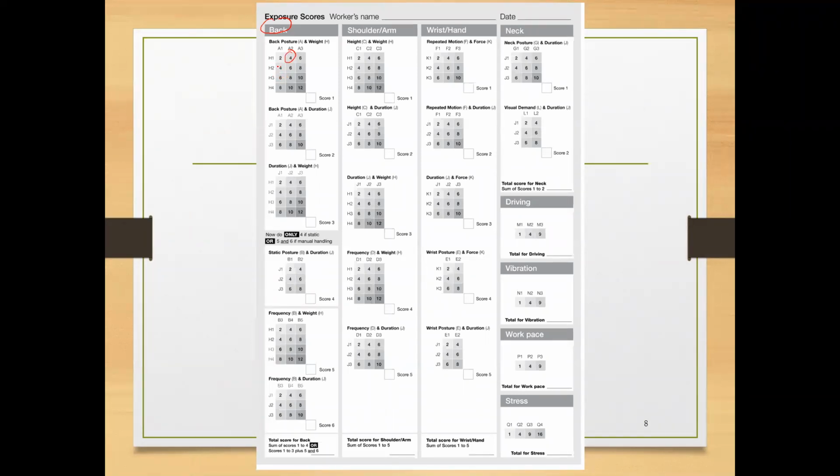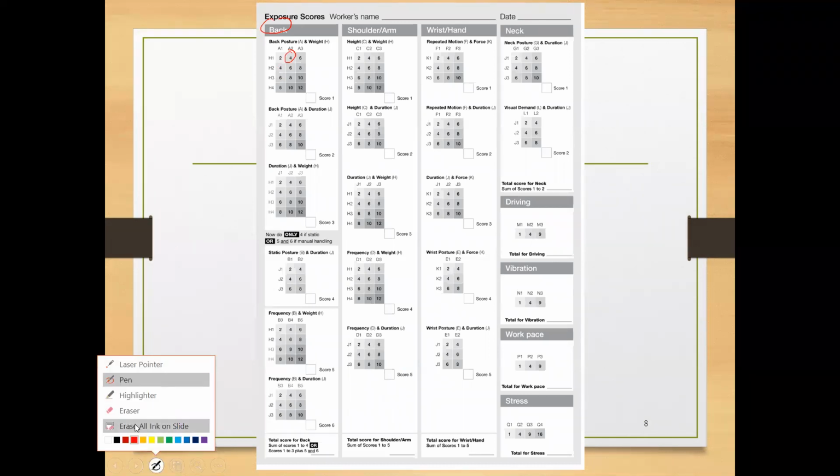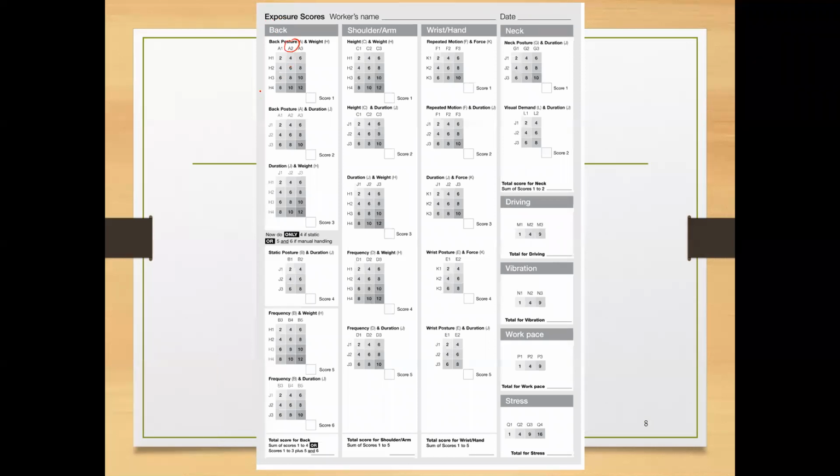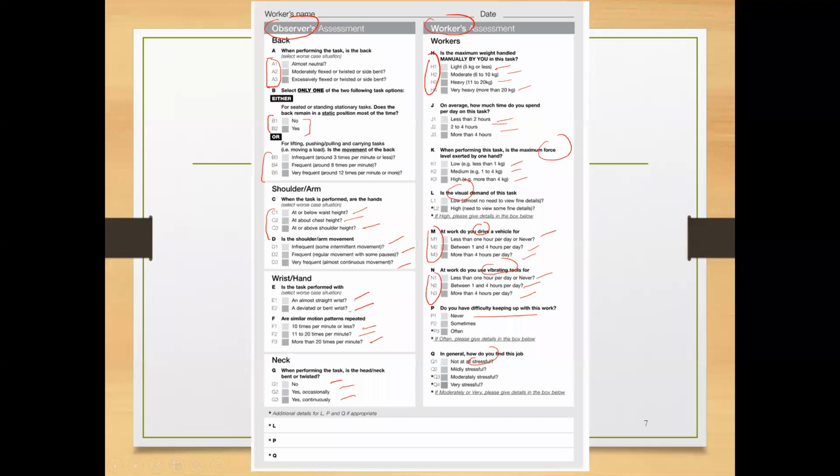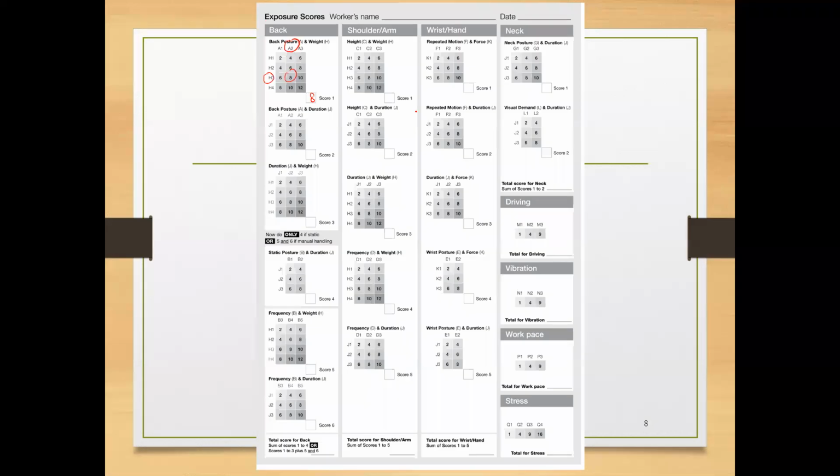Both are combined. So for example, if the score related to back was A2 and related to load was H3, the score for back will be 8. So we will write 8 here. Similarly, we have another matching of A and J. Again, A was related to the posture of the back and J was related to the time spent on the task. So the score was say A2 for the back and J3 for the duration. So we would end up with 8 here as well.